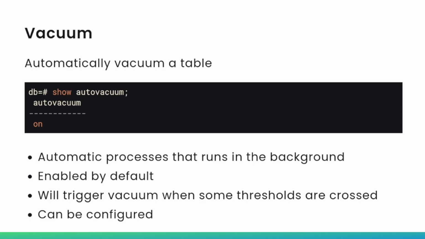Postgres would automatically trigger a vacuum process once certain objects cross certain thresholds. Like once you inserted this amount of data as a percentage of the number of rows in the table, then autovacuum will be triggered. Okay, so it's very handy.